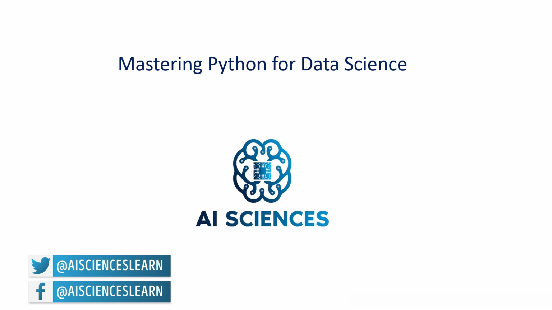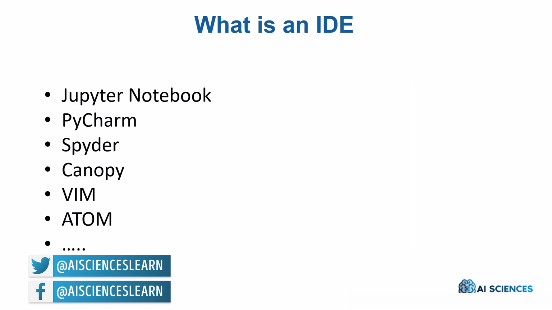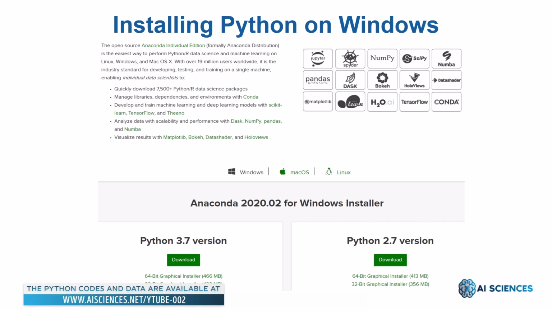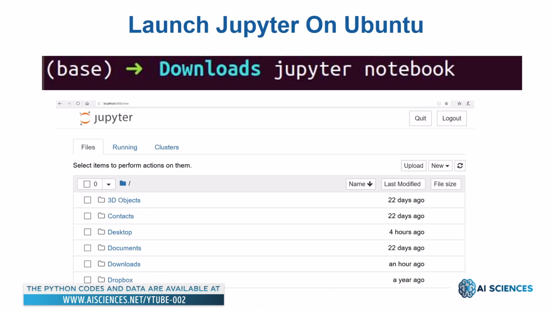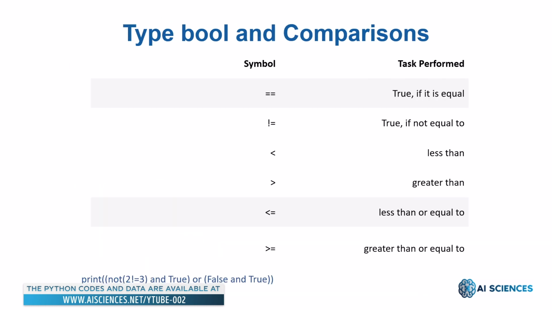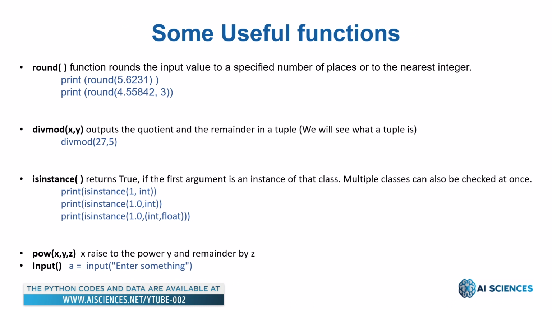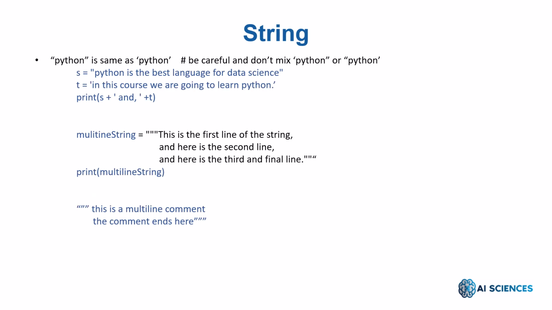This is video 2. In the previous video we saw why Python is really important, why it's a huge language, why it's a beautiful language. We also saw that although there are several IDEs available, particularly for data science, Jupyter Notebook is much more popular than the others. Then we saw how to install Python using Anaconda, how to launch Jupyter Notebook on Windows, on Ubuntu, on Mac OS, and then we directly jumped to variables and operators, comparisons, Boolean data types, and certain important or useful functions including round, divmod, isinstance, power, input.